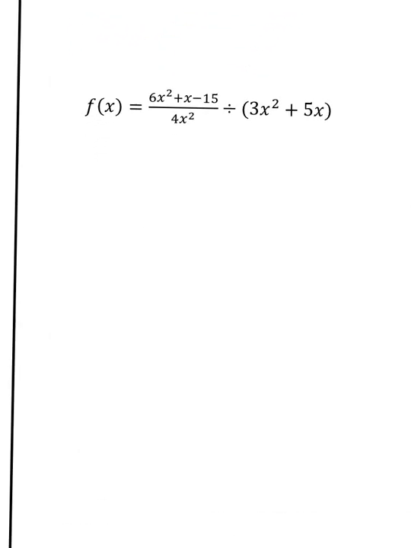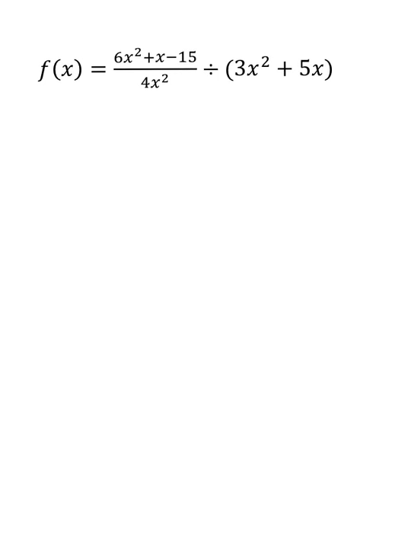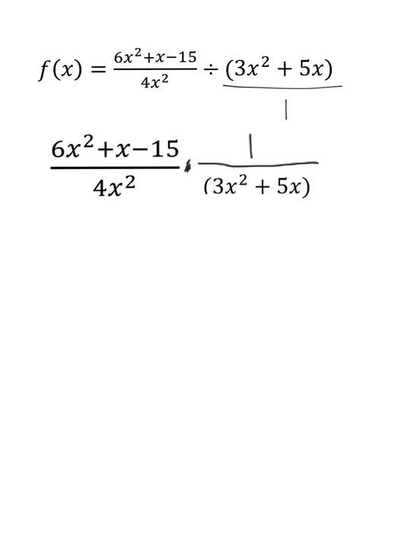See, this second expression is not a fraction, so if you want, throw it over 1. When we flip it, I am going to write it as 1 over 3x squared plus 5x. I just did a little copying and pasting there. So that's what's happening: I'm doing 6x squared plus x minus 15 times 1, and then over 4x squared times 3x squared plus 5x. Let's do a little bit of factoring here.